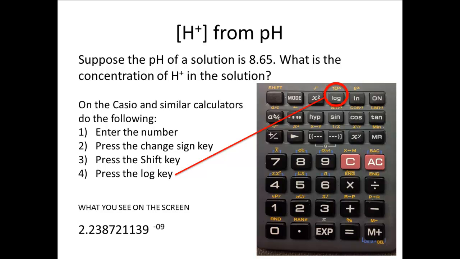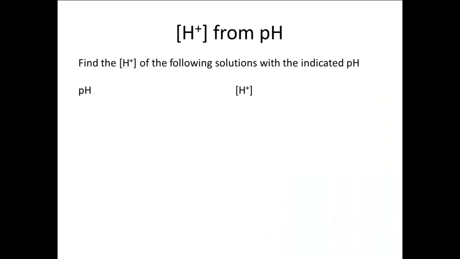The answer on the screen reads 2.238721139, and the little minus 09 above and to the right of the number. That minus 09 refers to the power of 10. So now we need to round the number to 2 sig figs and write the number in the correct scientific notation. To 2 sig figs, the answer is 2.2 times 10 to the minus 9th. Now, let's use the calculator to find the concentration of hydrogen ions from the pH.